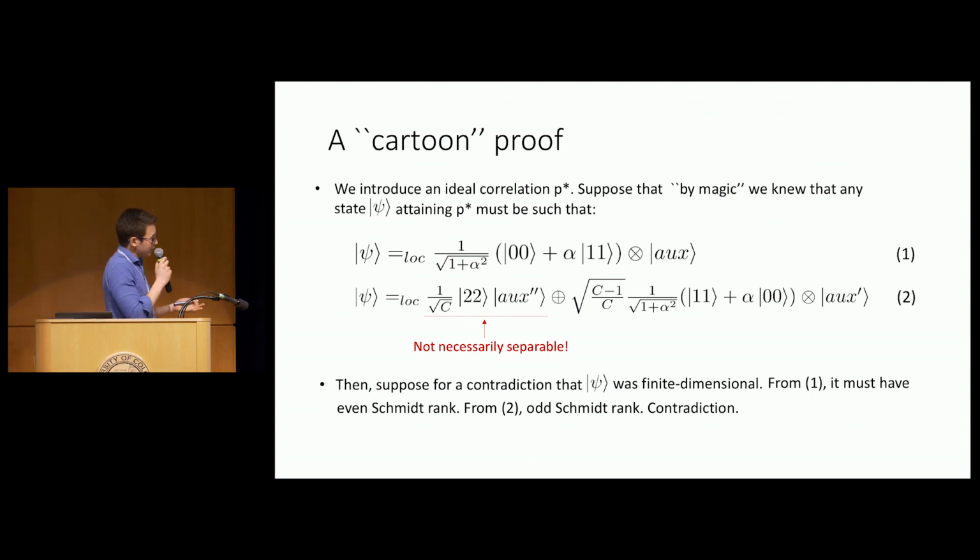So in our real proof, we will still introduce some correlation P star. We will still argue that any psi attaining P star must decompose in two similar ways, as so. But we will need a more careful argument to understand the relationship between the Schmidt coefficients here and here. And we'll still argue that they have to be infinite dimensional. Along the way, we will add a few questions. That's why, if you have noticed, we go from 3-4 to 4-5. Those are some details. They're important, but they are details.